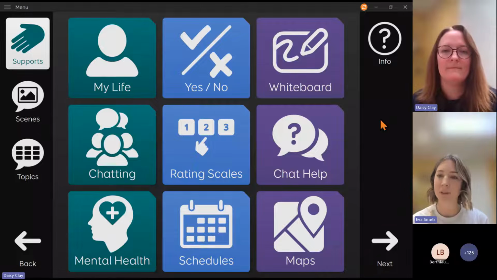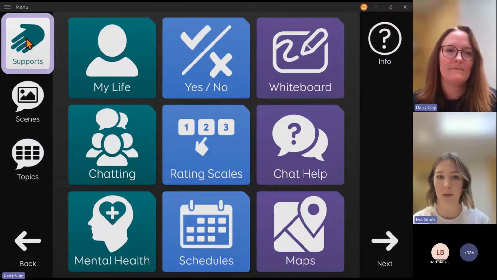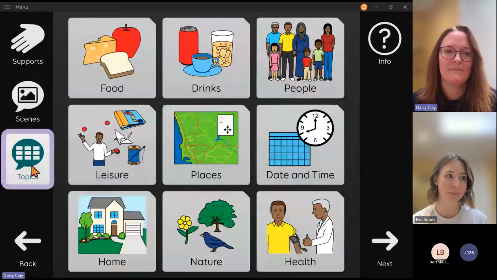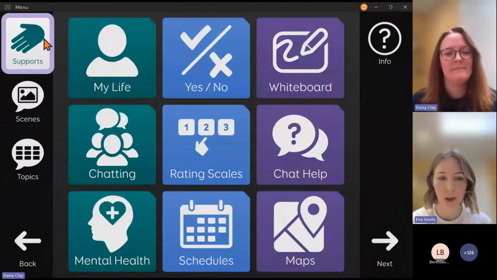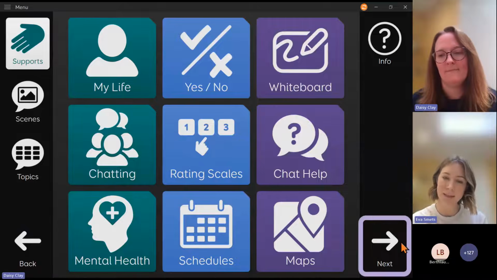And you might see that we also have a toolbar highlight. So it's really clear to see which section of the vocabulary you're in at any one time. So you can see there the three main areas I mentioned previously. We've got supports, scenes, and topics. And you also have the navigation arrows, bottom left and bottom right, so in quite an intuitive place.